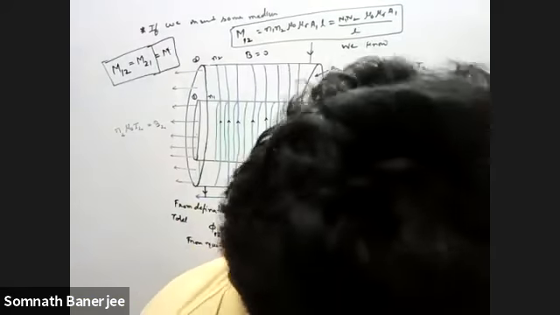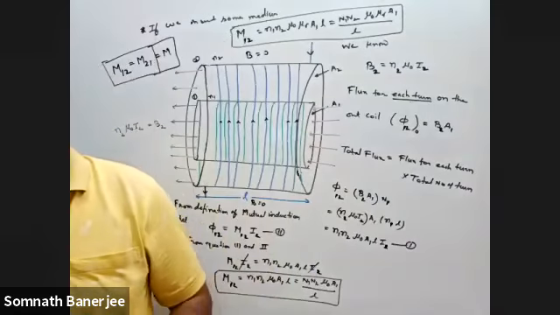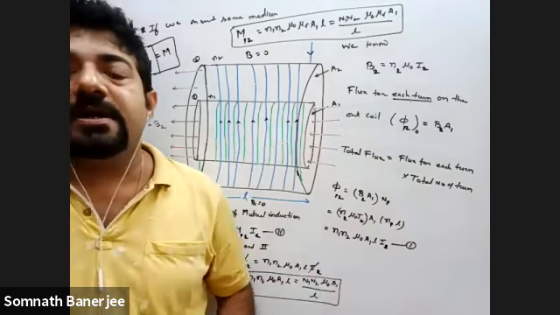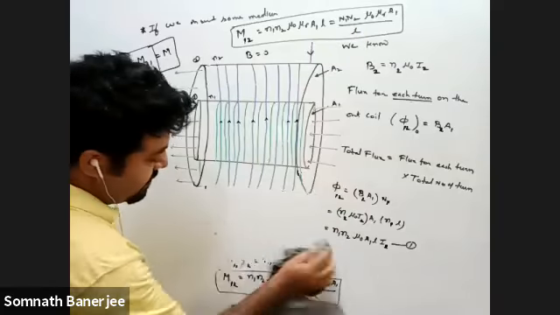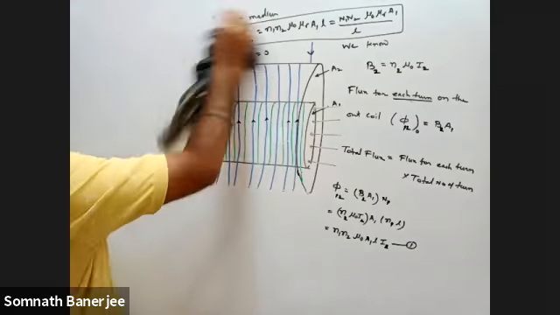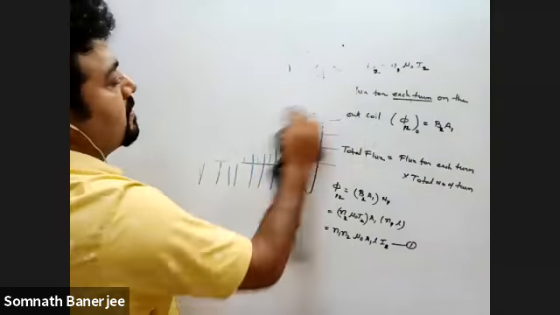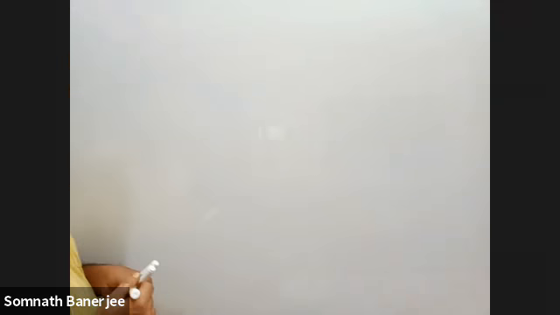This derivation is very, very important. Sometimes they say at 1 due to 2, sometimes they say at 2 due to 1. So this one is very, very important in terms of the board exam. This derivation is very, very important. My next question is very, very important.